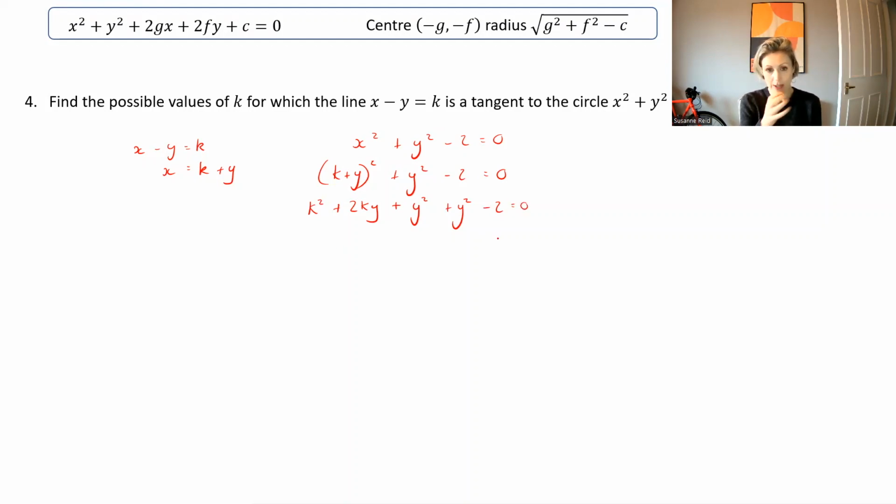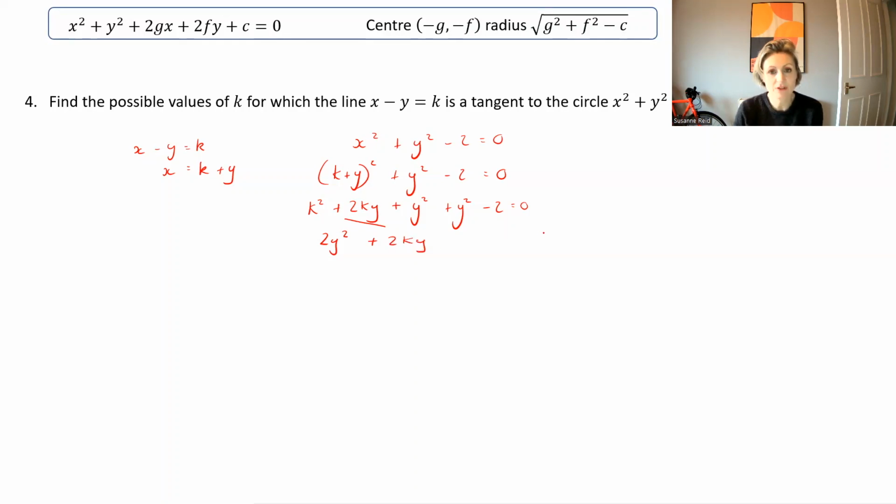So I'm going to tidy this up now, but I'm looking at it and it is a quadratic. So I want the y squareds first, then the y's, then everything else at the end. So I've got y squared and y squared, so 2y squareds. Then the only coefficient of y is this here, the 2ky. So that can go next.